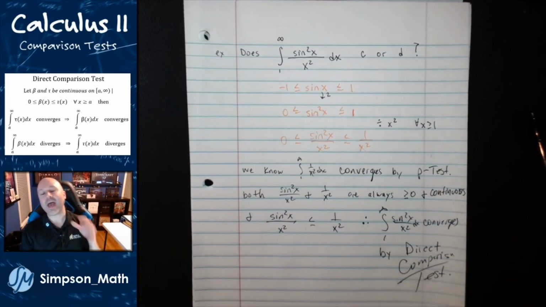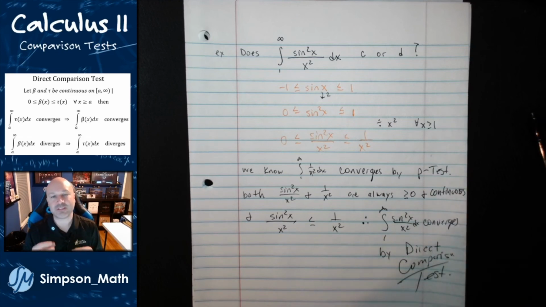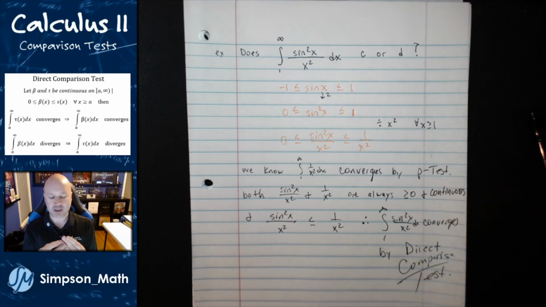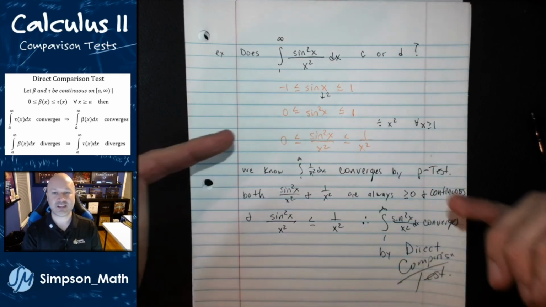All right, so as you work through these direct comparison test problems, there's a lot of writing involved. You've got to talk about it being positive, and you have to talk about it being continuous. Make sure you do that. You have to state the direct comparison test every single time. I've done it different ways, but you've got to say, if this function converges and this one is smaller, it will also converge. Or this function we know diverges because of whatever reason, and this one's bigger, so it also diverges. So state the direct comparison test every single time.